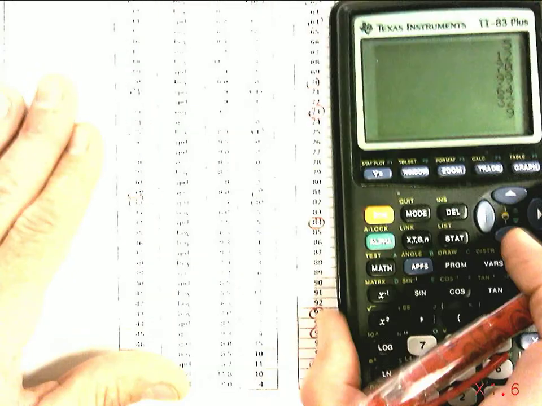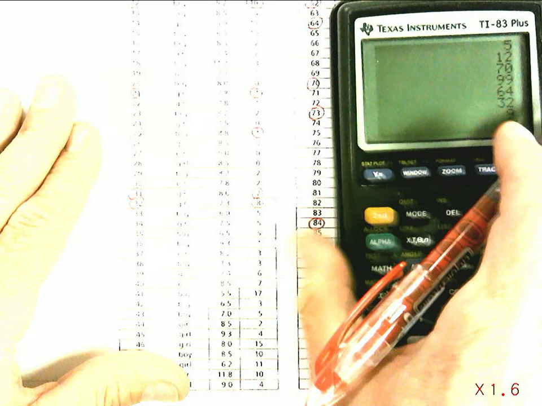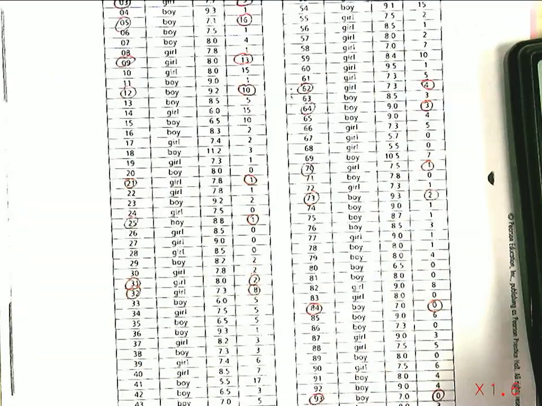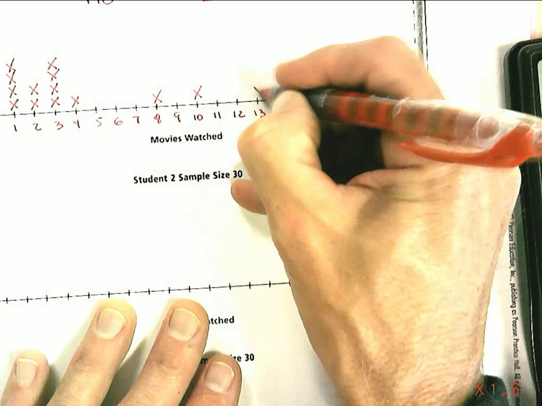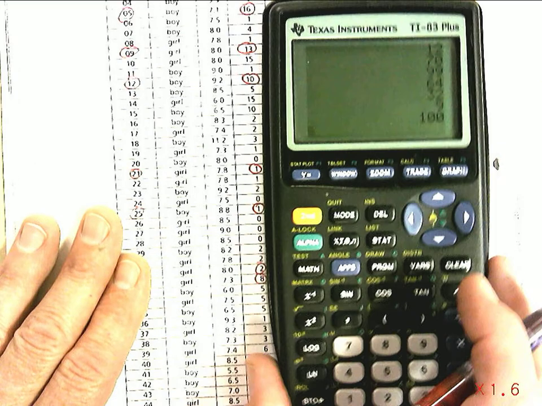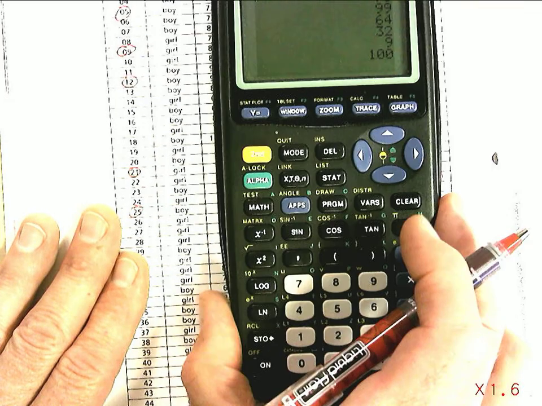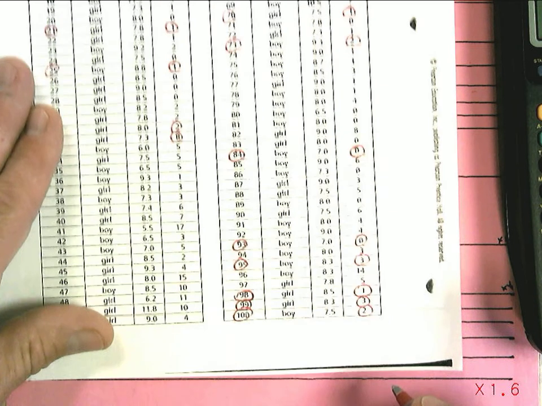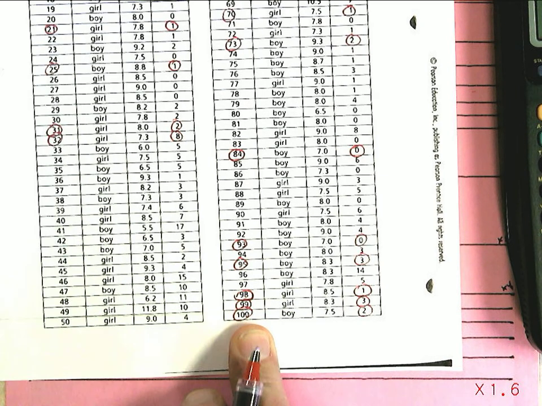Person number 9 watched 13. So I'm going to put a mark above my 13. Person number 100 just got picked, and they watched 2 movies. So I'm kind of moving along fast now.